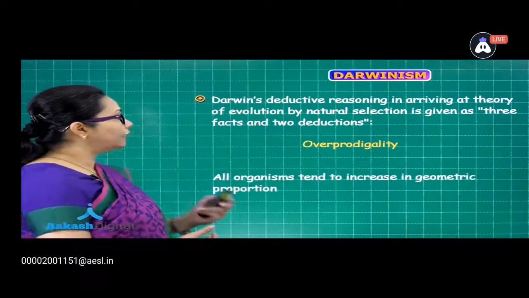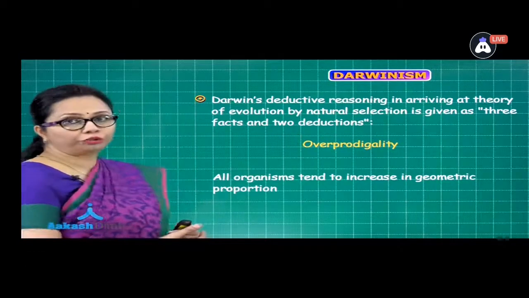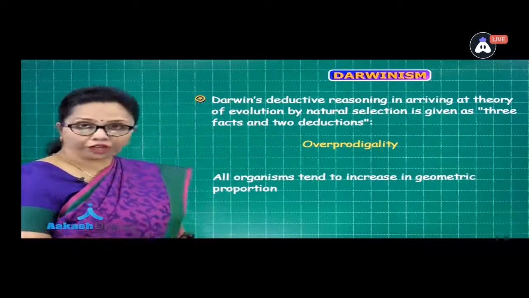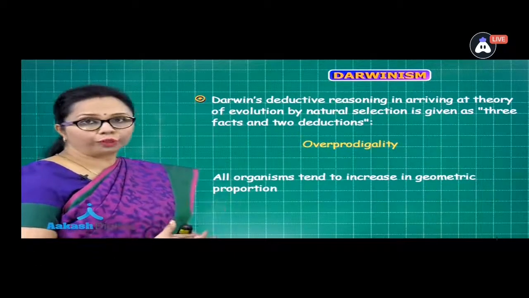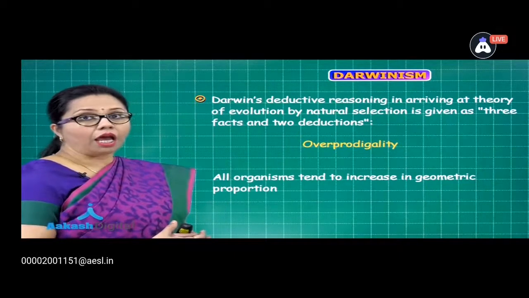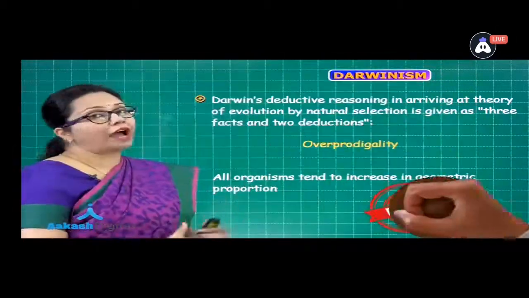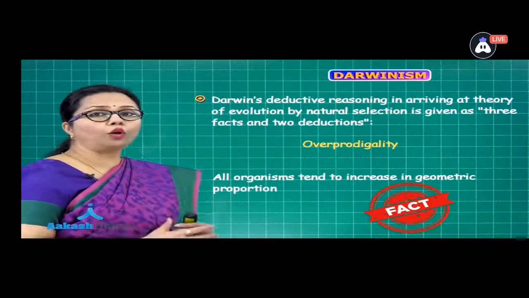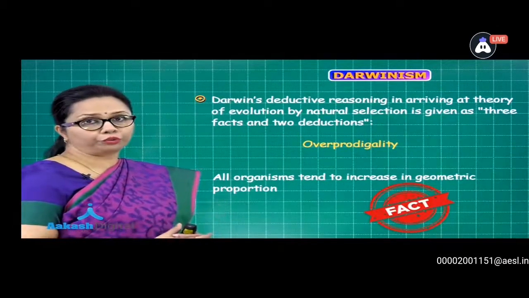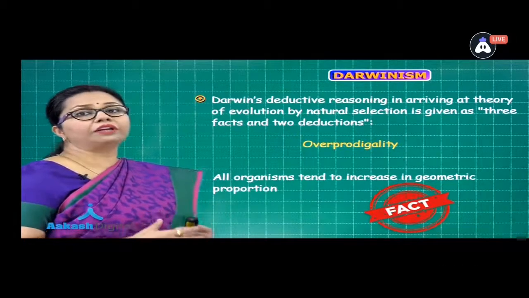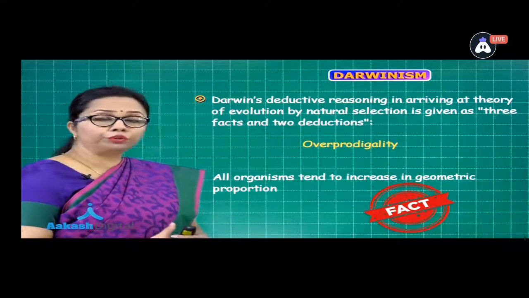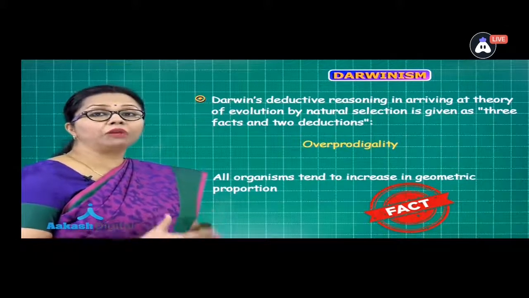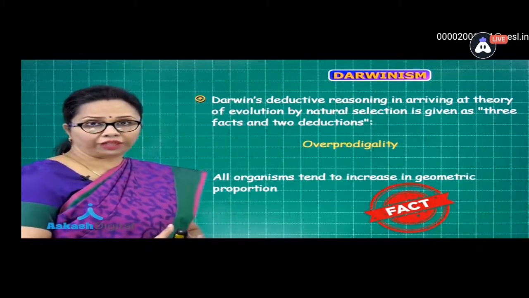So all organisms tend to increase in geometric proportion or geometric progression, as we have come to know through the Essay on Population by Malthus. Now, this is a fact that all organisms over-reproduce. And here Darwin has given a number of examples, like an oyster produces nearly 60 million eggs in its lifetime.